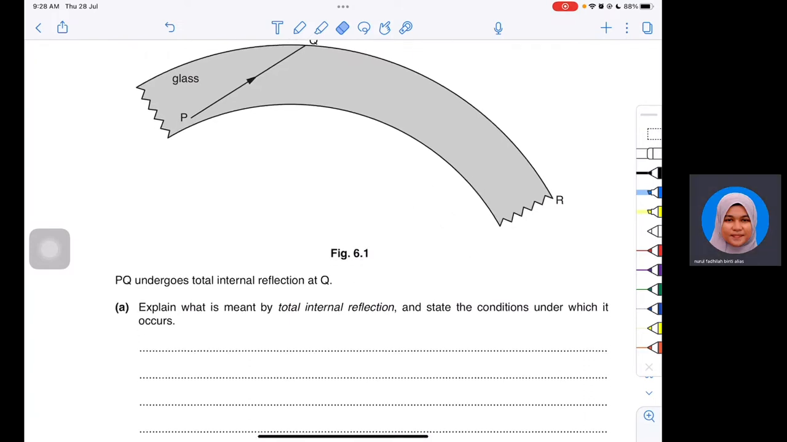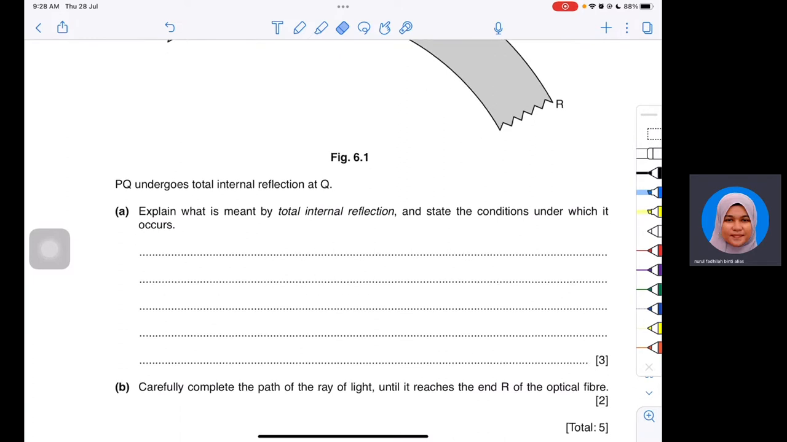Explain what is meant by total internal reflection. So how many marks here? 3 marks. So that's not that difficult, very easy. In fact, it asks to state the conditions under which it occurs. Okay, that's easy. You know them already.